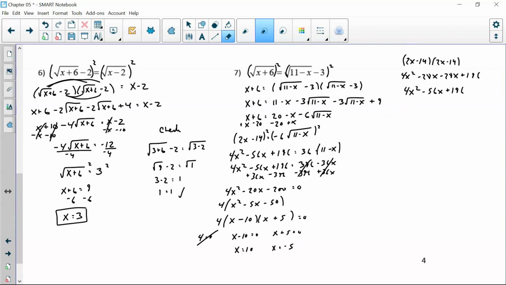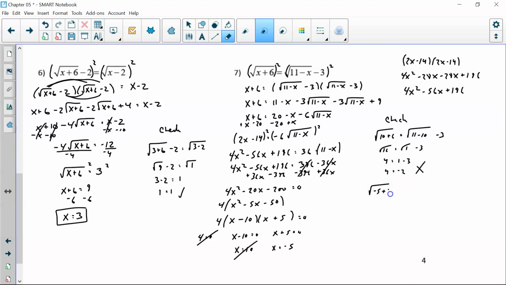Now we have to check to make sure that they work. So for the 10, the square root of 10 plus 6 equals the square root of 11 minus 10, minus 3. So it's the square root of 16 equals the square root of 1 minus 3. 4 equals 1 minus 3. 4 equals negative 2. That is not a true statement. The 10 doesn't work.